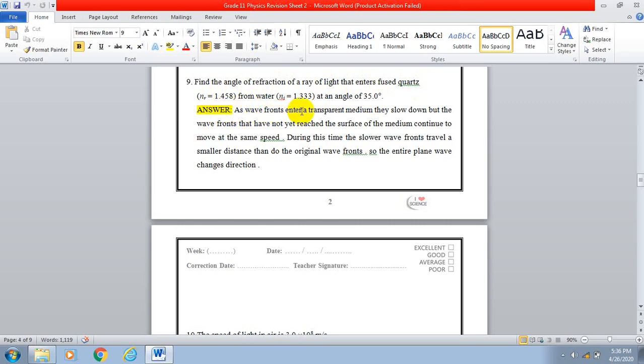As wave fronts enter a transparent medium, they slow down, but the wave fronts that have not yet reached the surface of the medium continue to move at the same speed. So during this time, the slower wave fronts travel a smaller distance than the original wave fronts. So the entire plane wave changes its direction. Got the idea?